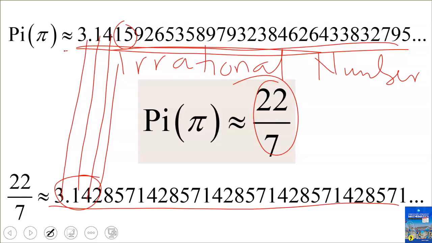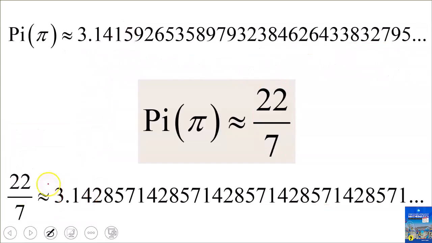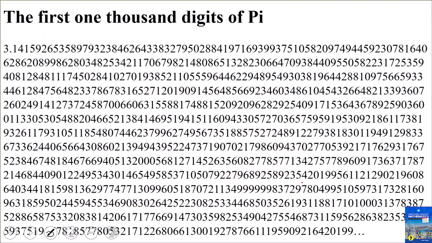Okay, and observe that your 22/7, look at the decimal of that. It repeats: 3.142857, 142857, 142857. So it repeats, and that makes it a rational number. Okay, so we can't say that an irrational number is equal to a rational number. No, 22/7 is a rational number. Pi is an irrational number, but we can approximate. So that is why we always say take pi to be 22/7, so we can represent it.